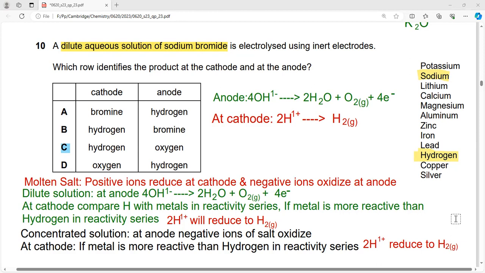We're going to see this question. For example, we have a dilute aqueous solution of sodium bromide. Since it is dilute, it's confirmed that at the anode oxygen is going to be produced. Why? Because water molecules are more. At the cathode, you can see that sodium is more reactive than hydrogen, so hydrogen will be reduced easily. Two hydrogen ions will be reduced and produce hydrogen gas. So C is our correct option here.